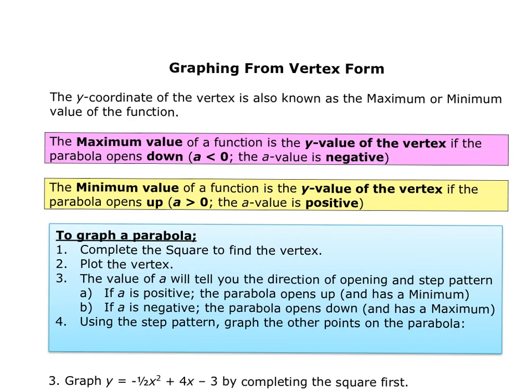The y-coordinate of the vertex is also known as the minimum or maximum value of the function. The maximum value of a function is the y value of the vertex if the parabola opens down, so your a value is negative, less than 0. The minimum value of a function is the y value of the vertex if the parabola opens up, so when a is positive, which means it's greater than 0.